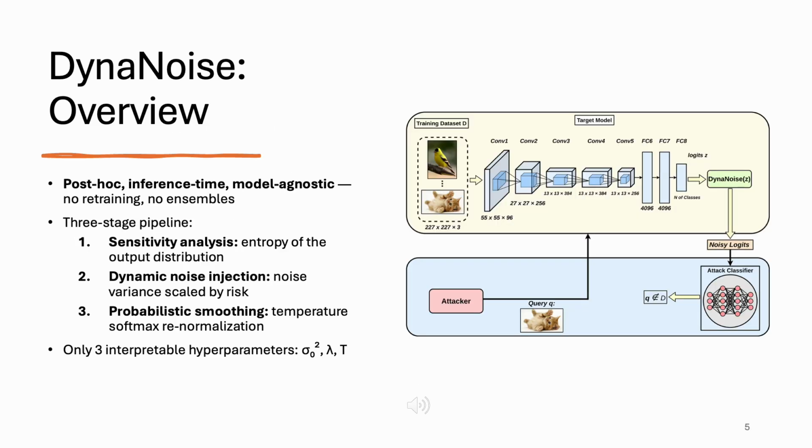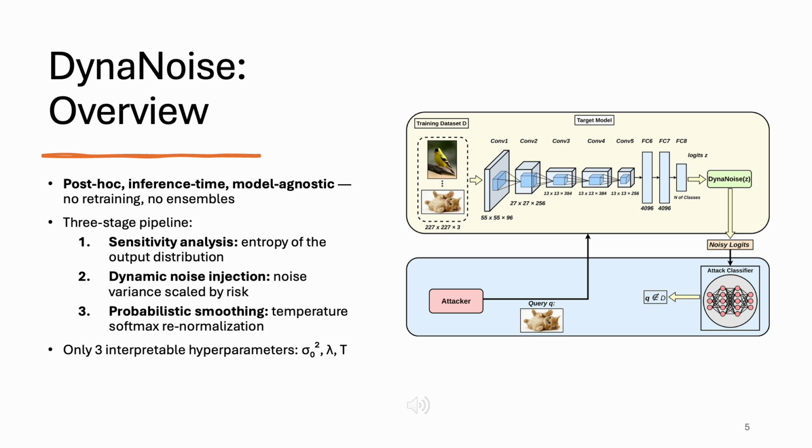DynaNoise is a purely post-hoc, inference-time defense, so no retraining, no ensembles, no architectural changes are required. You can drop it on top of a pre-trained AlexNet or DistilBERT today, as shown in the pipeline here.